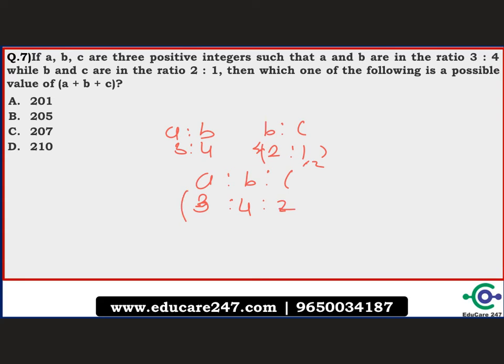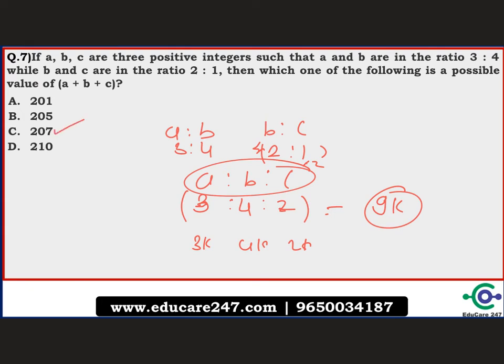Now the addition of all this ratio will be 9k. Just consider 3k, 4k, 2k. So the addition of all these numbers should be a multiple of 9, but from the options we can see that the only multiple of 9 here is C. Hence the correct answer is 207, which is option number C, because the addition of all the numbers A, B, C should be a multiple of 9 only, and the only option satisfying this condition is option number C. Hence C is your correct choice.